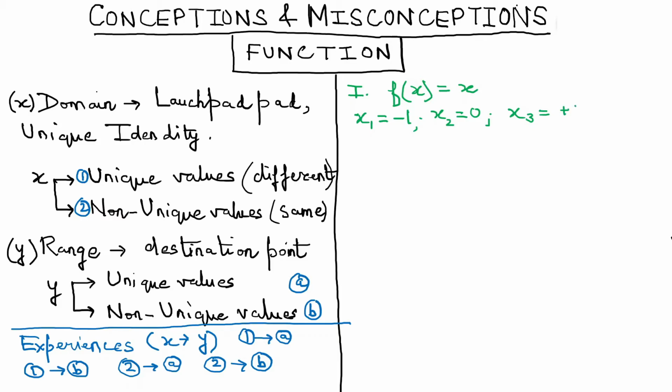Now what are x1, x2, x3? x1, x2, x3 are nothing but the subdomain. I mean, these are the domain values, various domain values being represented by x1 is the first such domain value, x2 is the second such domain value of f(x), x3 is the third such domain value. So can I say all these domain values are unique? Yes. So all such domain values are unique.